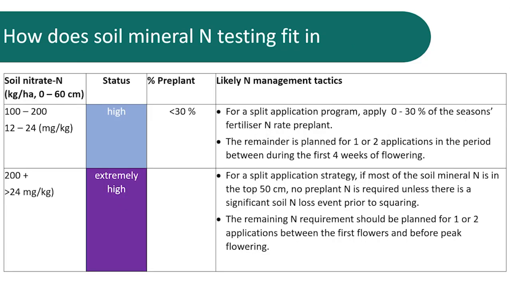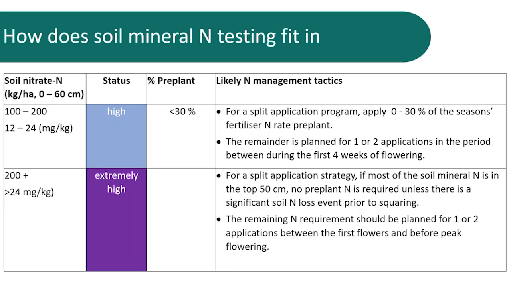You can see that table gets to a point where we've got greater than 24 milligrams per kilogram down to 60 centimetres, and we've seen them twice that in the past. Then there's probably not a lot of call for nitrogen to go on pre-plant. If any, a remainder might be required later on.